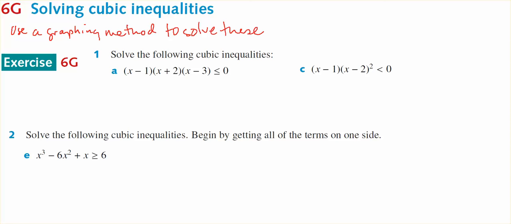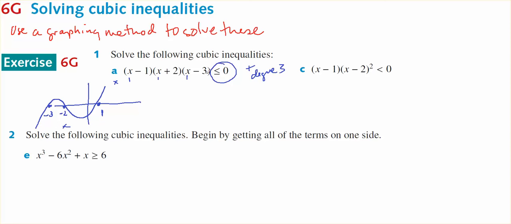To solve cubic inequalities in 6G, we really need to graph them and interpret the graph. So in this particular case, the first one, 6a, I know that it's a positive times positive times positive, so it's a positive degree 3. So I'll start down here and finish up here. It will cut through at 1, it will cut through at minus 2, and it will cut through at minus 3.